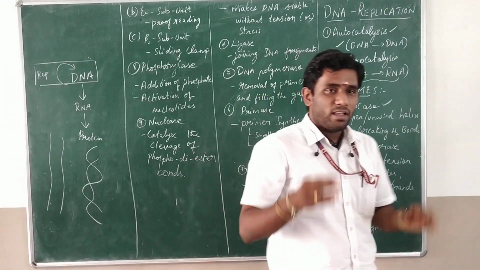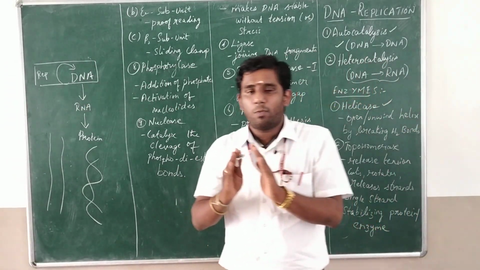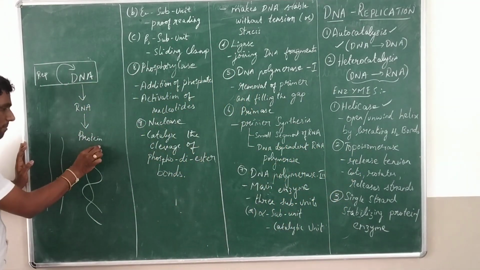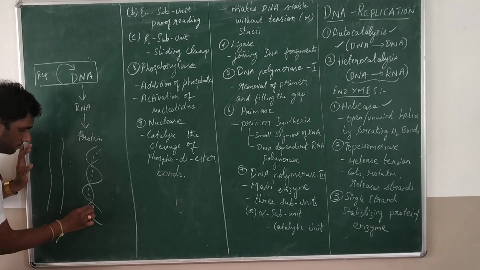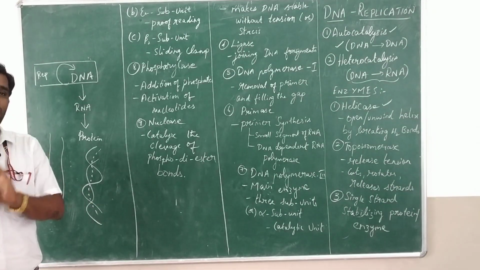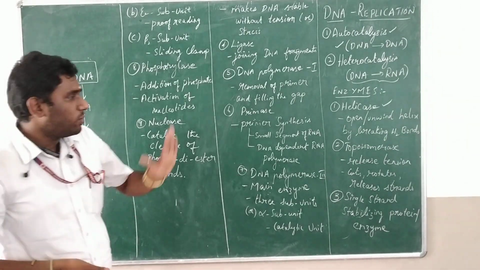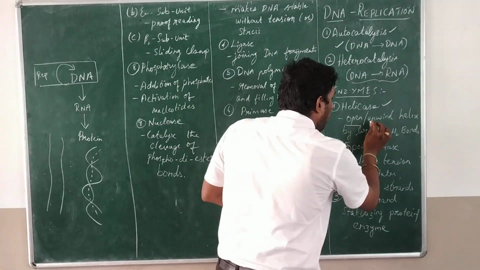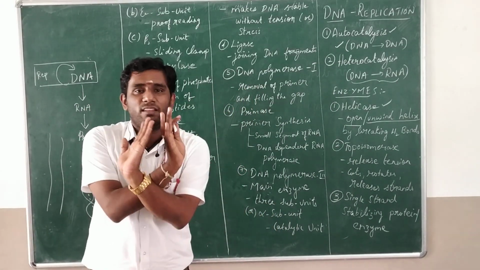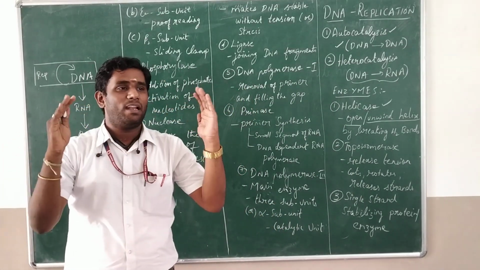That means the helical strand has to be brought as two separate strands. So first, this helicase enzyme will come. It will act here and it will make sure the two strands are separated from each other. Is it clear? So what it does is it opens or unwinds the helix. It is like this, no? So it has to be brought like this. It will unwind the helix.